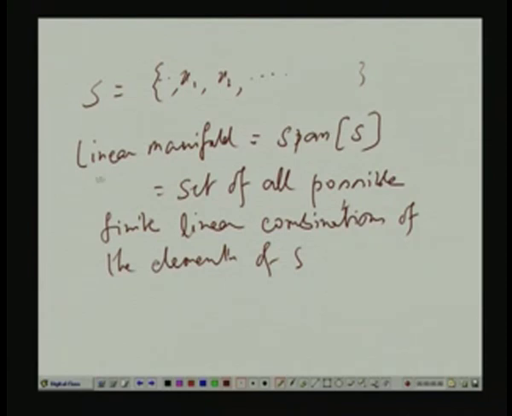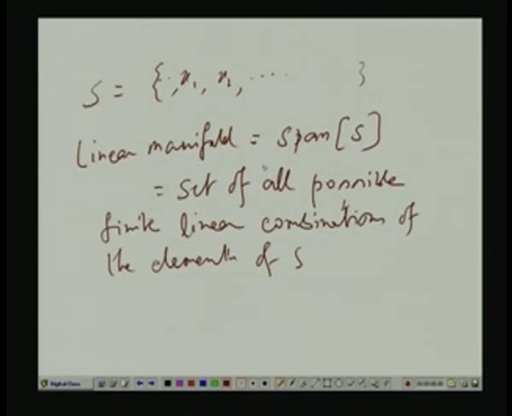Similarly, if you take any element of the linear manifold, that is some finite linear combination of the elements of S, multiplied by a scalar, the resulting thing is still a finite linear combination of the elements of S. So, again it belongs to the linear manifold, so it is closed. So, you can verify all properties. Linear manifold is a vector space.